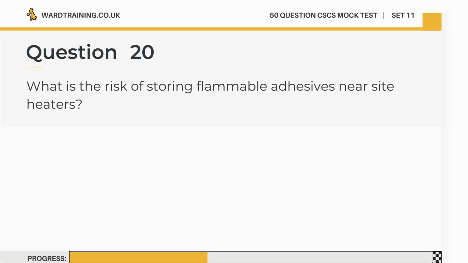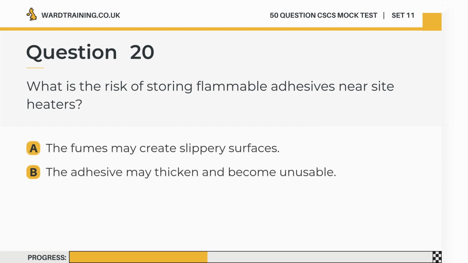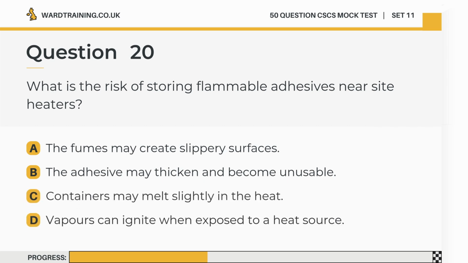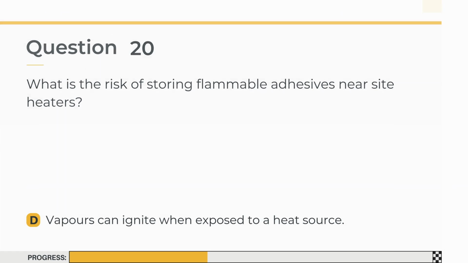Question 20. What is the risk of storing flammable adhesives near site heaters? A. The fumes may create slippery surfaces. B. The adhesive may thicken and become unusable. C. Containers may melt slightly in the heat. D. Vapors can ignite when exposed to a heat source. The correct answer is D. Vapors can ignite when exposed to a heat source.